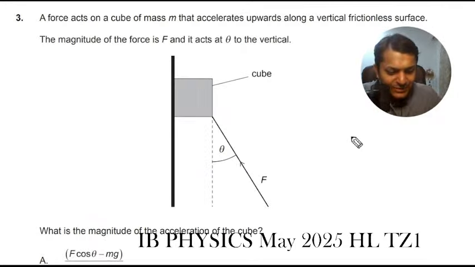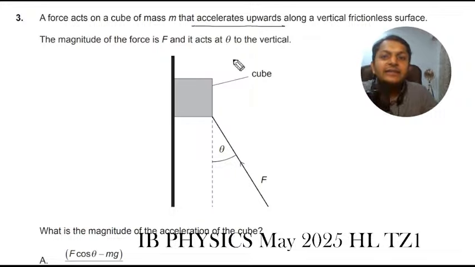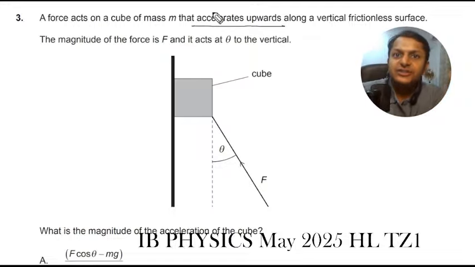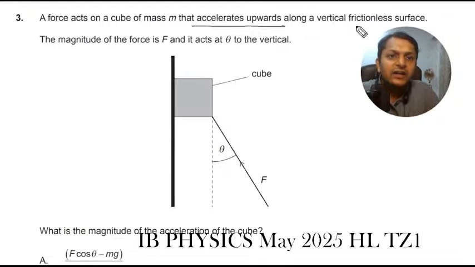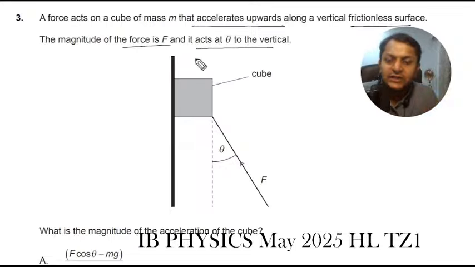Okay, dear student, let's see what is there in this question. A force F on a cube of mass M accelerates it upwards. Okay, so it is already given here that it is already accelerating. So if acceleration is not 0, it means F net will not be 0. So F net will be there. There will be some force acting upwards because the body is going upwards, and it is even accelerating. Along a vertical frictionless surface, the magnitude of the force is F, and it acts at theta to the vertical. So this is the theta angle to the vertical which is acting here.